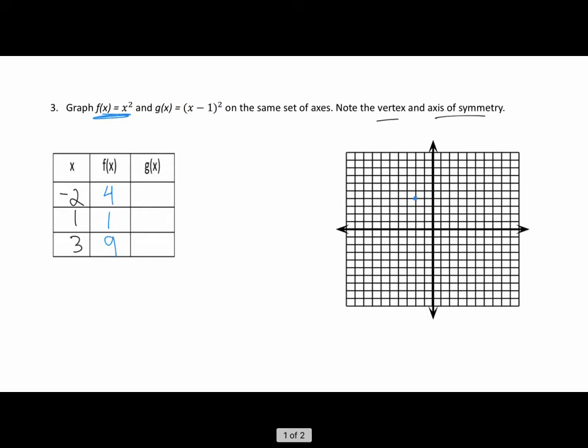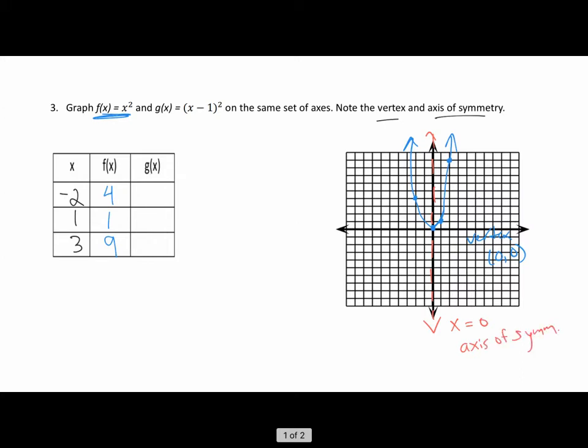So let's plot that on the axes here. We know that had 0, 0 because 0 squared is 0. So let's connect those together. We have our vertex at 0, 0 still at the origin. And the axis of symmetry is going to go right through that vertex at x equals 0.